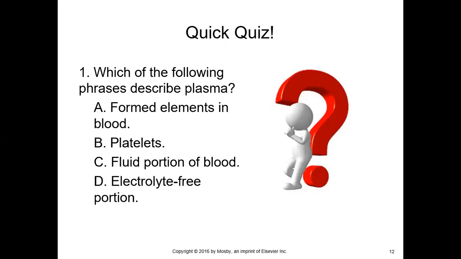So this question says, which of the following phrases describes plasma? We've got formed elements in blood, platelets, fluid portion of blood, or electrolyte-free portions. What do you think? It's actually C, the fluid portion. So why the others would not be correct: A says formed elements in blood, but plasma is liquid. It wouldn't be platelets because platelets are blood cells. They're not in the liquid portion. And then it says electrolyte free. Platelets are what carries the electrolytes. Okay.